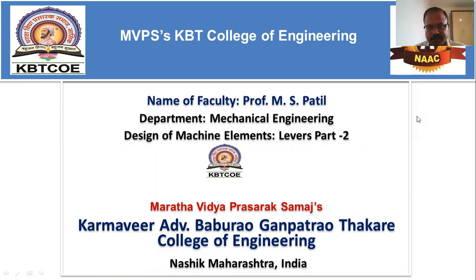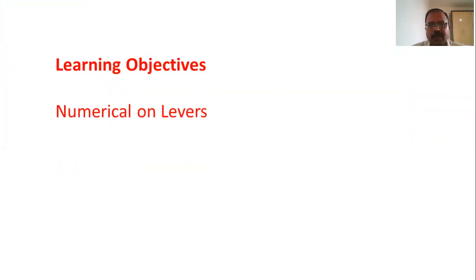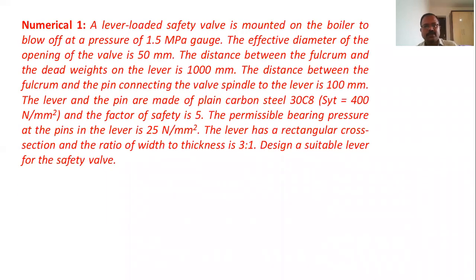In the previous video lecture, we have studied about different types of levers, application of those levers, and design of the levers. Now, in this session, we are going to study about the numericals on the applications of the lever. Starting with the first application, this particular lever we are designing to operate a safety valve which is mounted on the boiler and which should blow off at a certain pressure.